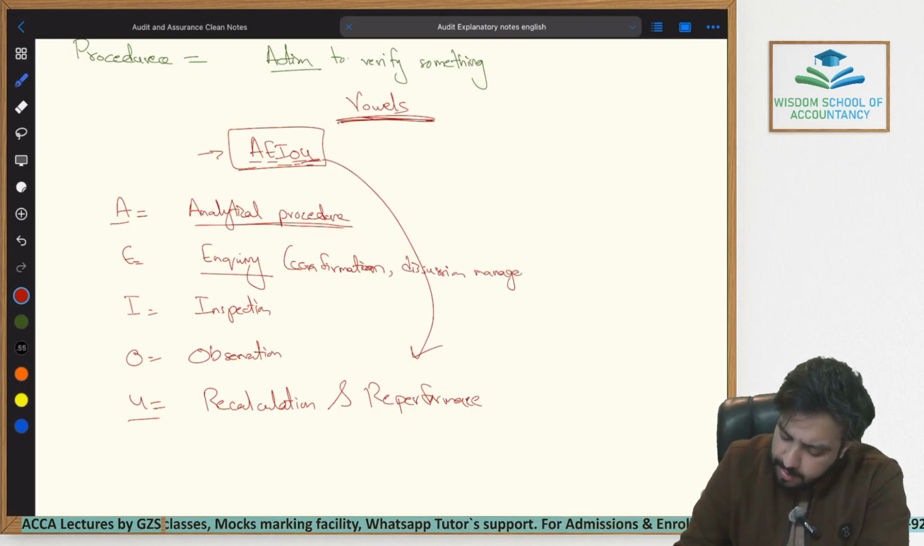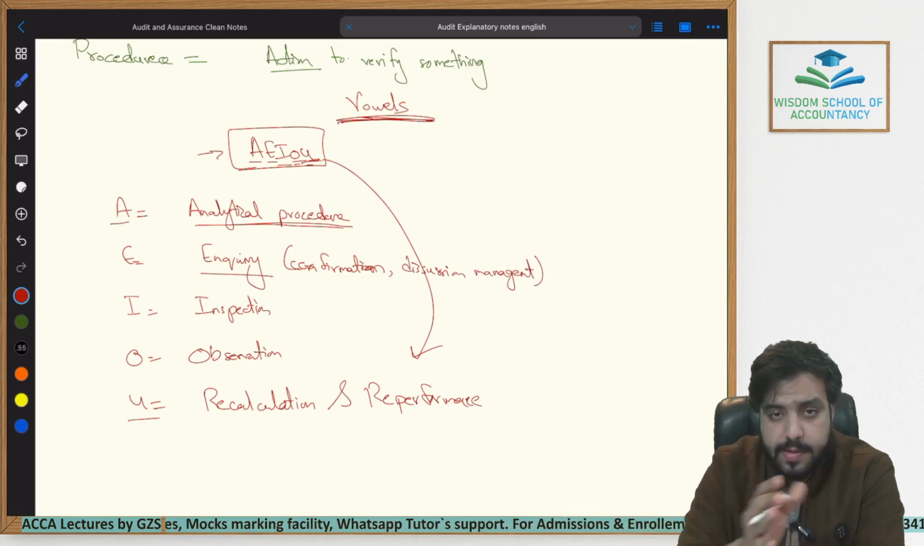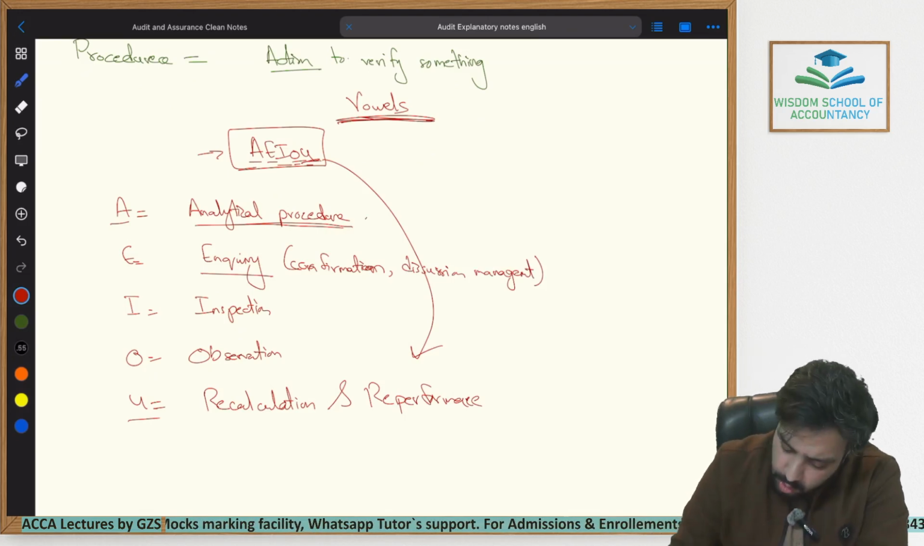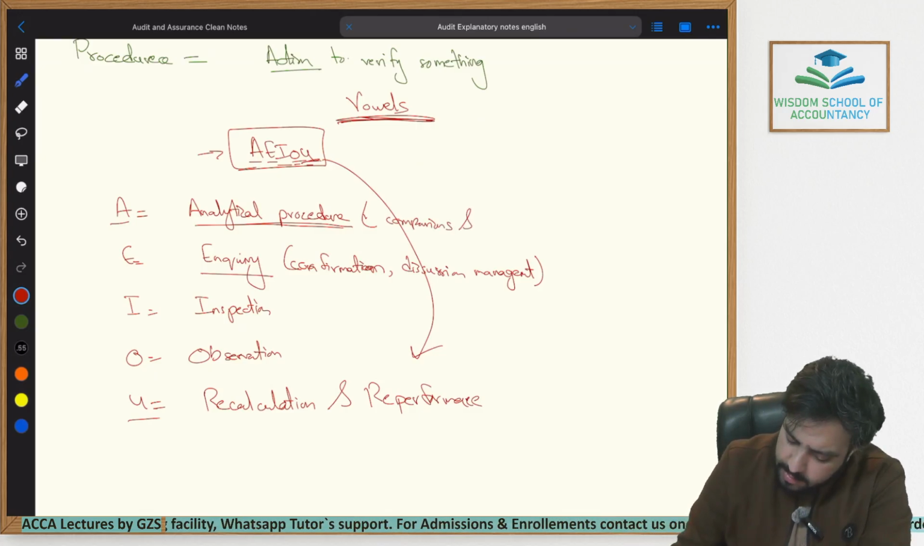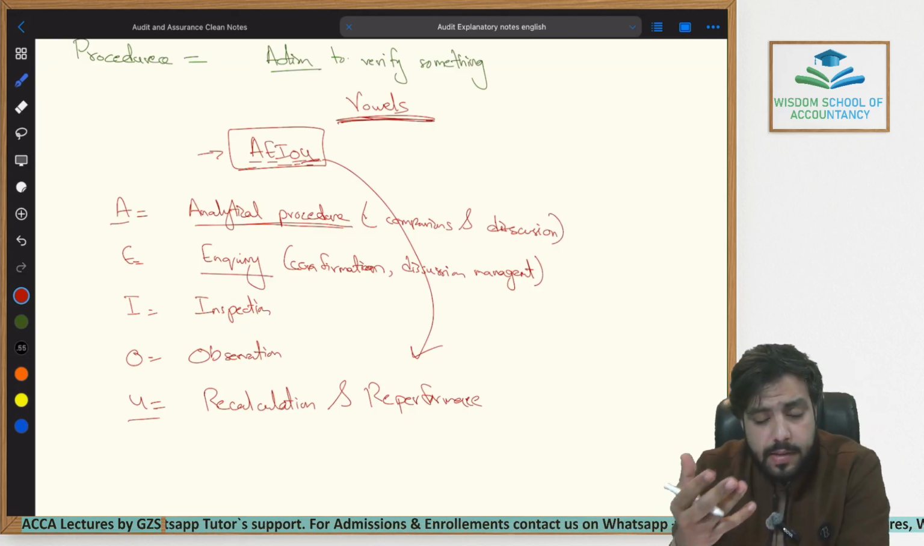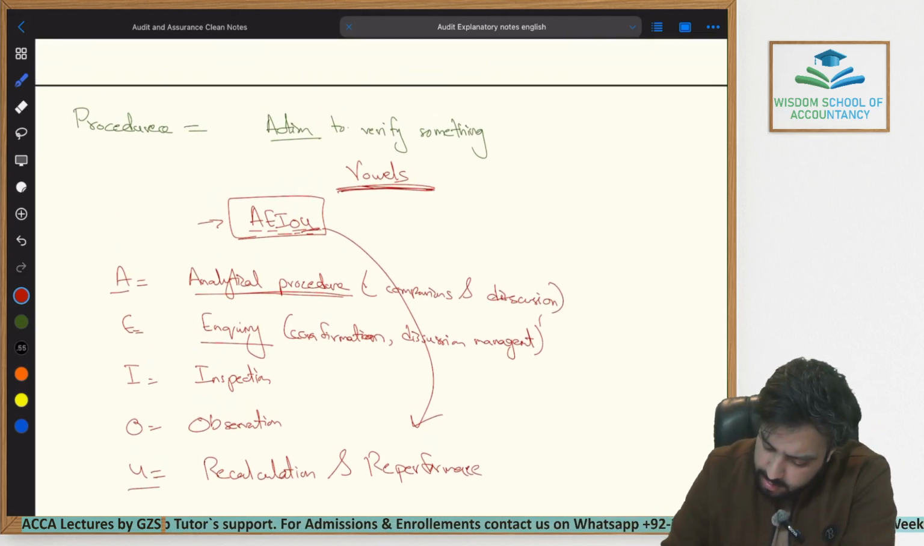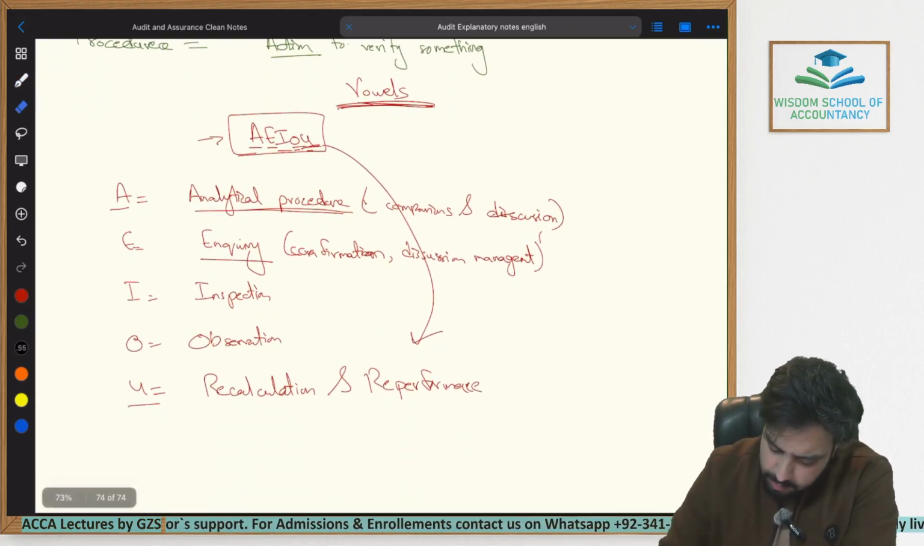Discussing some things with the management itself is a type of inquiry. So here in the case of analytical procedures, comparison and discussions is one type of procedure. Confirmation and discussion with management is another type of procedure. Another thing, inquiry can also be in the form of a written representation.